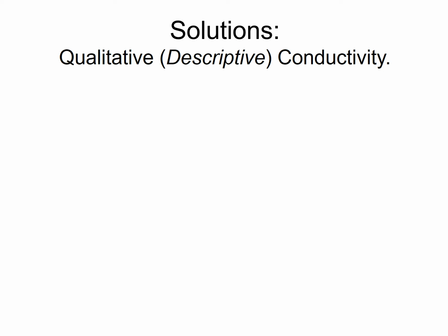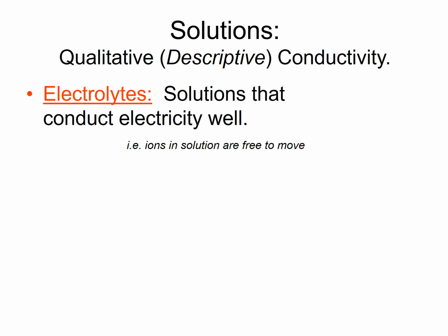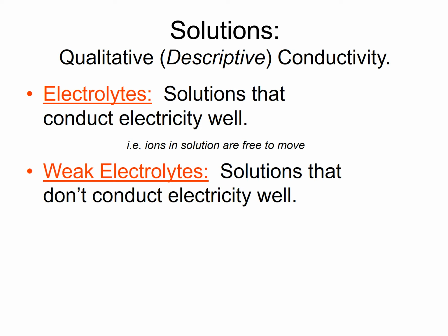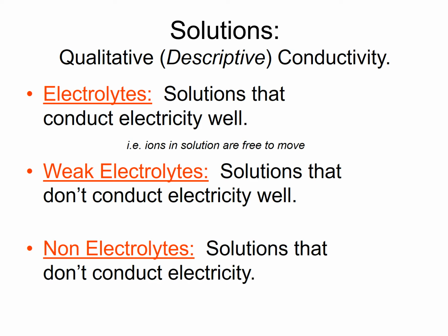Now, we've talked about solutions that conduct electricity and that don't conduct electricity. We have some descriptive terms that we use to describe these situations, and the first is a solution that conducts electricity really, really well is what we would call an electrolyte. That's one in which the ions are free to move. Weak electrolytes are solutions that don't conduct electricity very well. And non-electrolytes are solutions that don't conduct electricity at all.